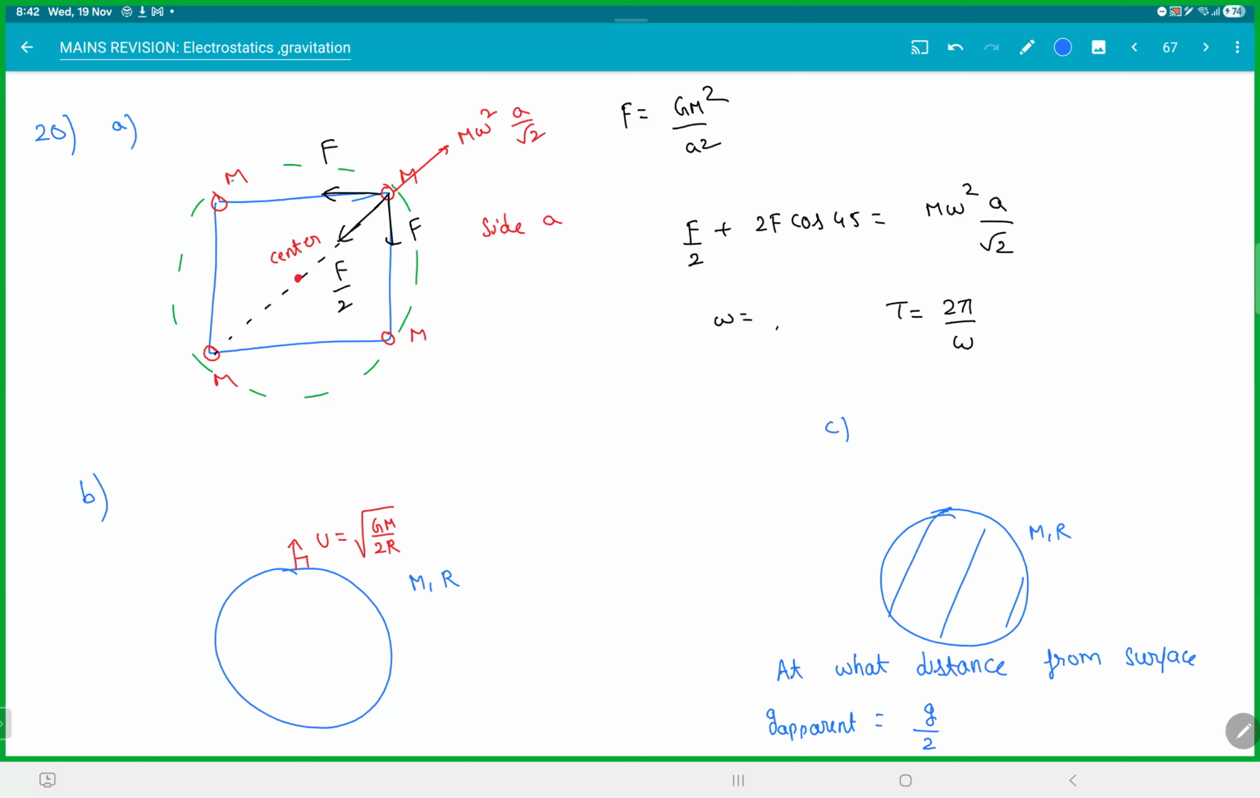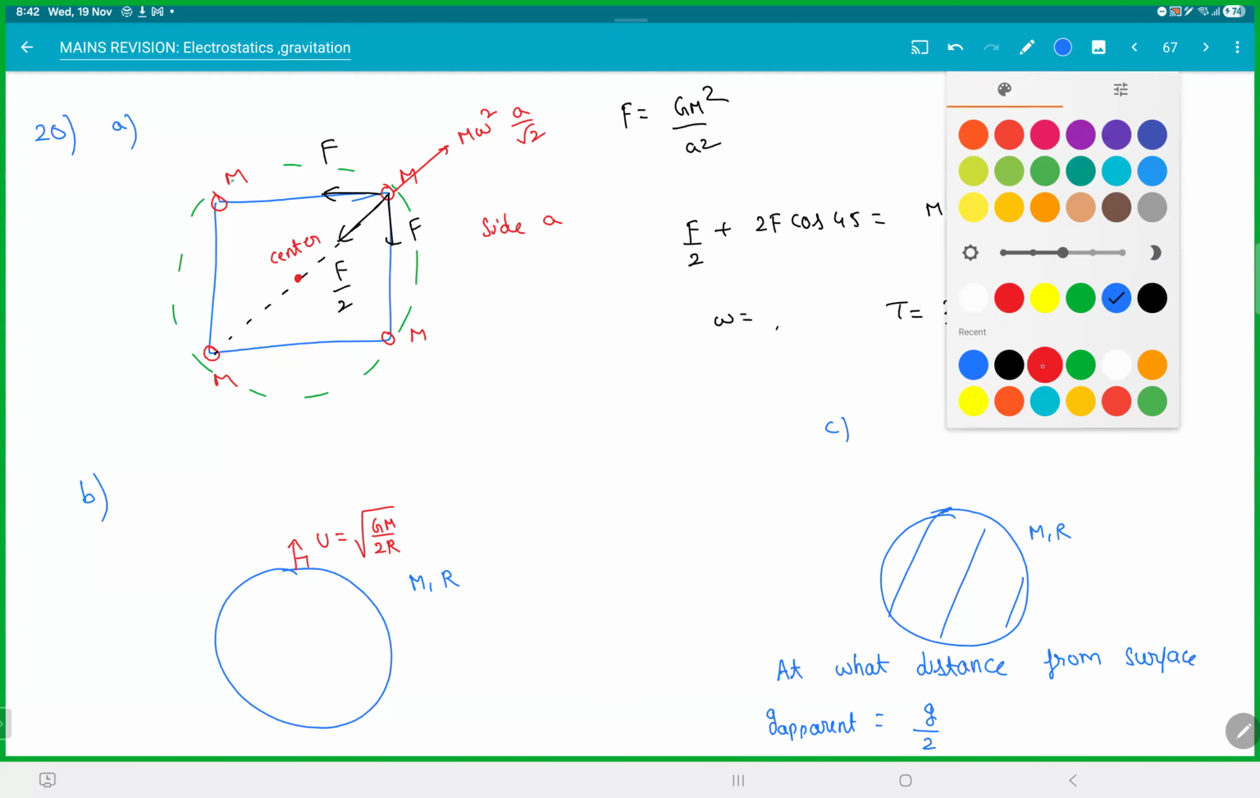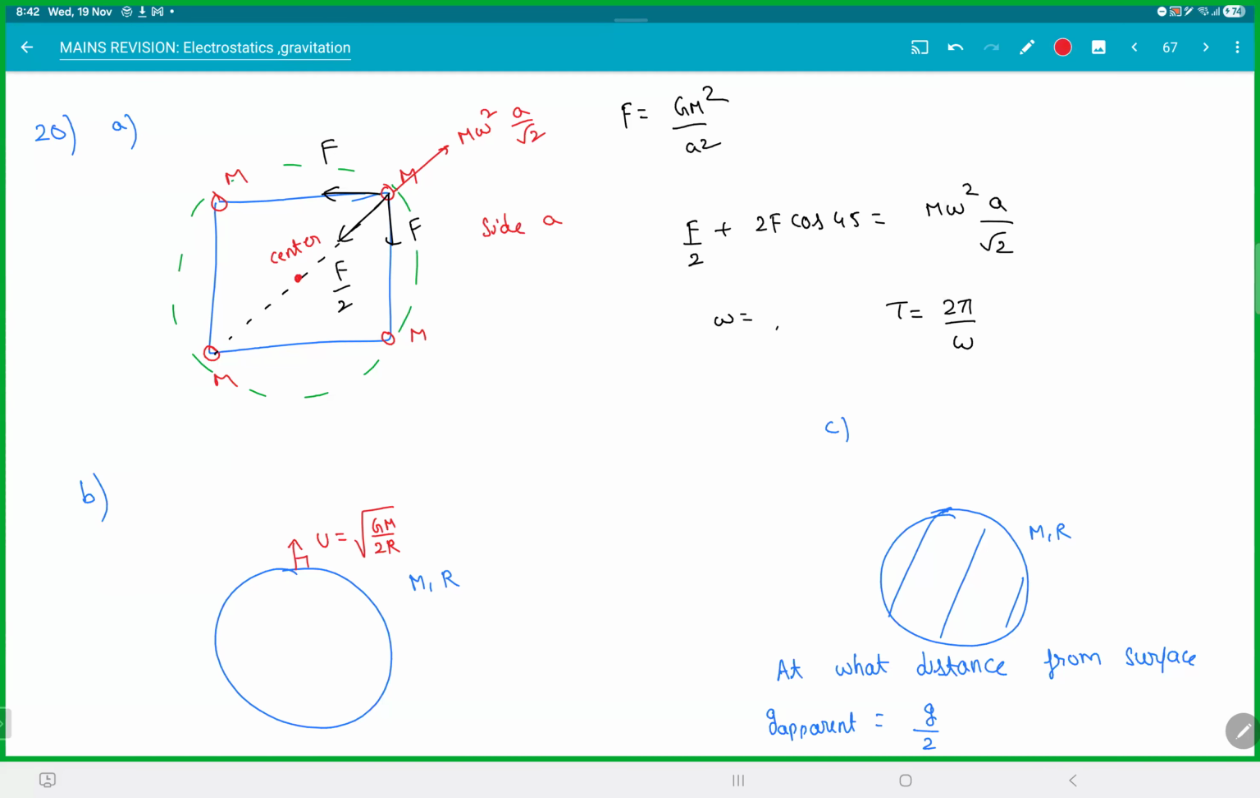How to find H max here? Don't use u square by 2g, because g is not constant. So as it goes here, somewhere it will stop. Let this be H. This is state 2, this is state 1. Conservation of energy. Potential energy initially is minus GMm by R, initial kinetic energy is half m u square. Finally, potential energy is minus GMm by R plus h, and kinetic energy is 0 because that's your H max. From here you get the H value.